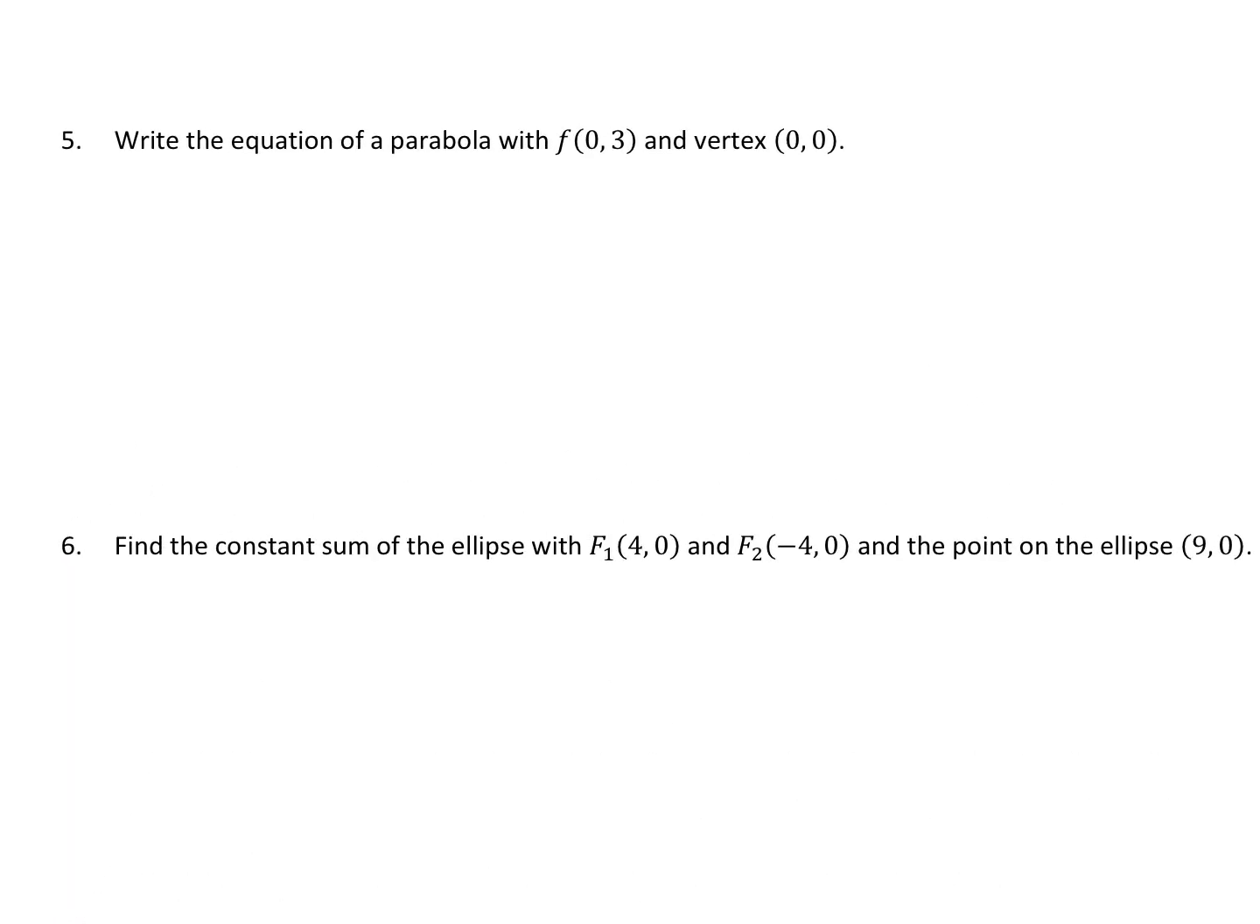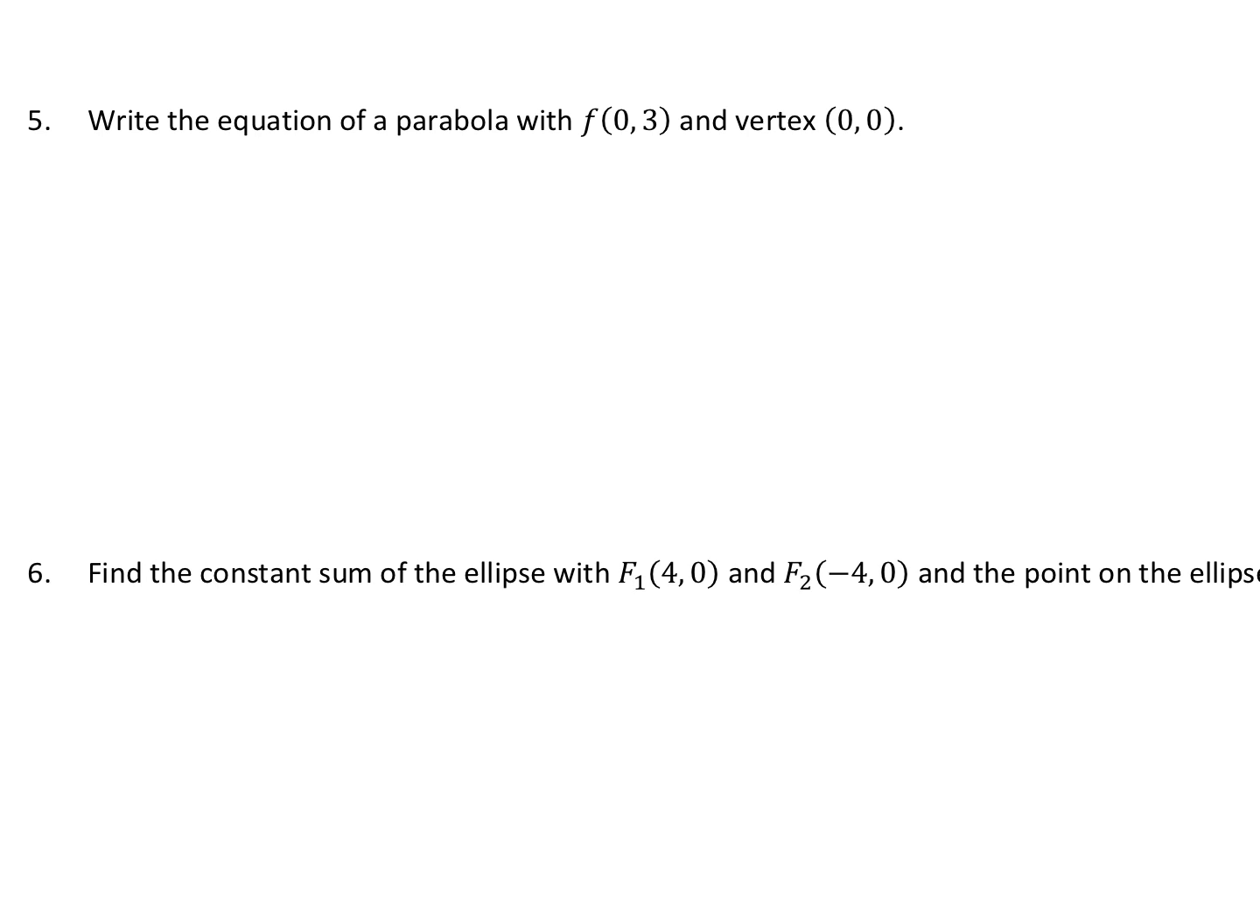For number 5, we're writing the equation of the parabola with a focus of 0, 3 and a vertex of 0, 0. Your focus gives you p, so 3 is your p. That 3 is in the y place value, so we're going to use the formula y is equal to 1 over 4p times x squared for this question. We're going to plug in that 3 for p, and that's going to give us y is equal to 1 over 4 times 3 times x squared. So that'll just simplify to give us y is equal to 1 over 12 times x squared.